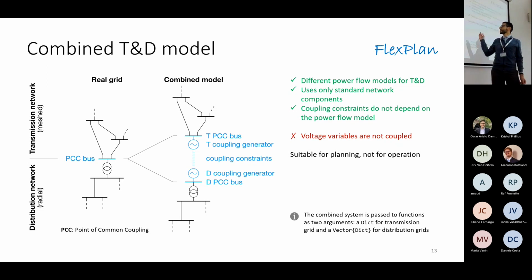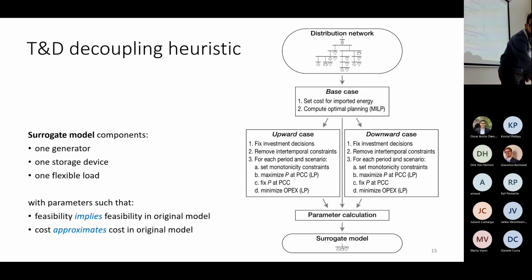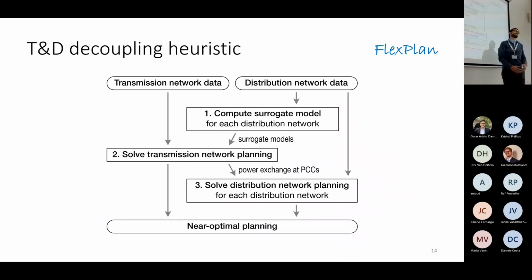And the advantage of using only standard network components is that the implementation is easy, but voltage variables are not linked in this way. So this is suitable for planning, but not for operation. Using this model makes the network grow huge, so it may lead to computational problems. So we develop a heuristic that decouples the voltage levels of the grid. That is in 3 steps.